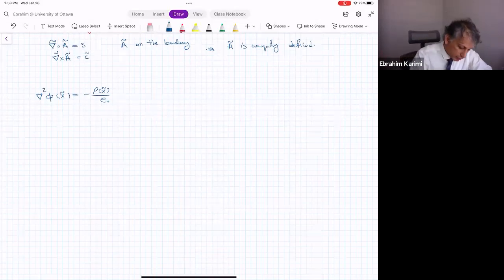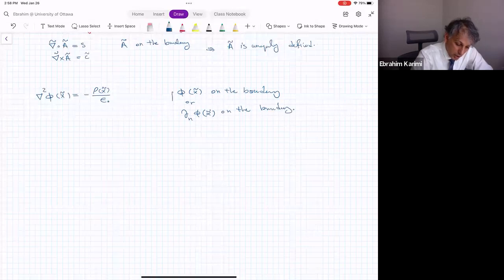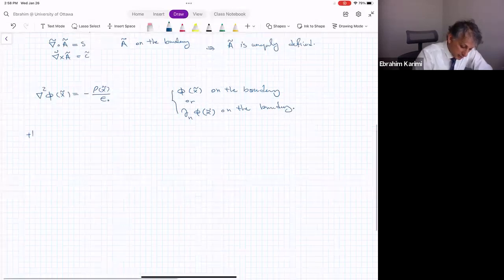Okay. Now the question that I have: you have the regions that I just described, and for the entire region, the Laplacian of the potential is given by minus rho divided by epsilon naught, right? And we know either phi of x on the surface, on the boundary, or we know the normal derivative at the boundary. Now prove to me that phi of x is uniquely defined.